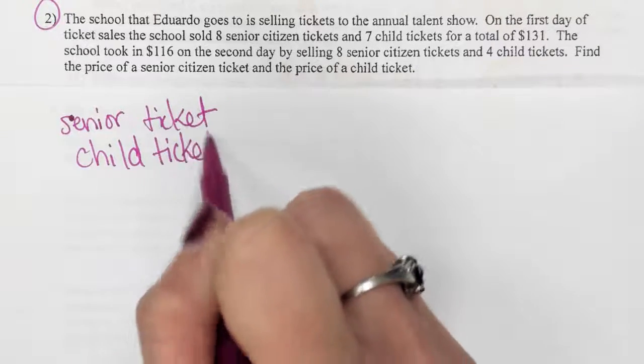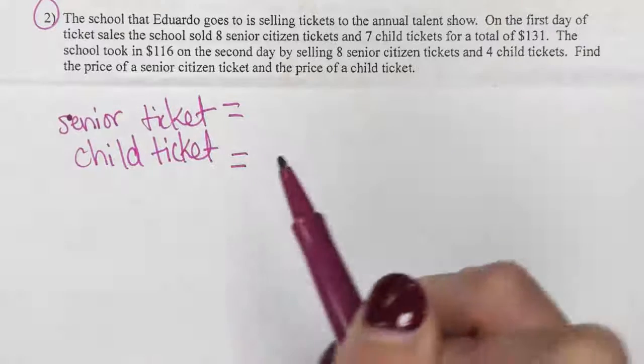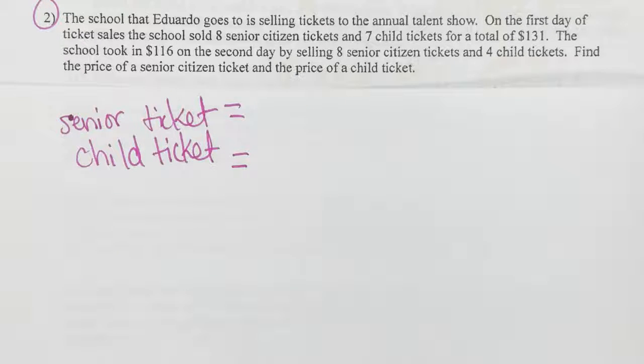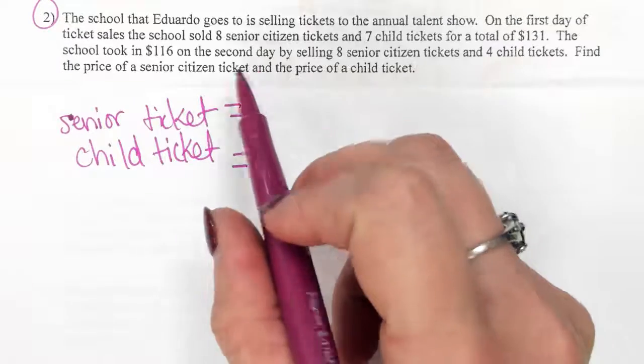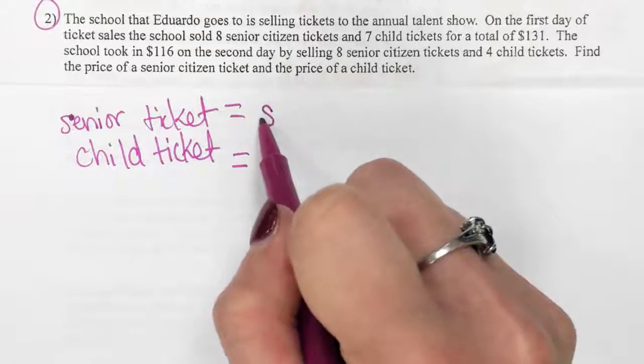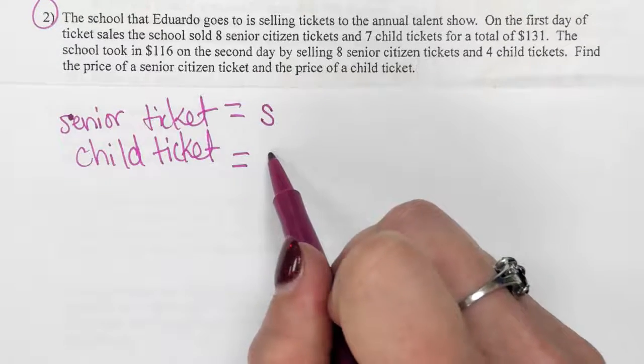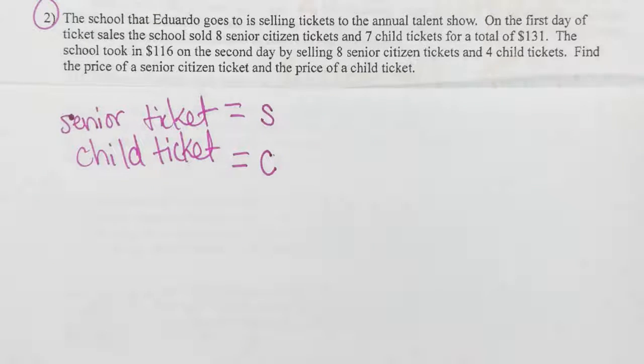So we have to give those letters. We have to say, hey, this is the letter that we're trying to find. And you don't really want to use X and Y. You want to use a letter that is appropriate for what we're using. So what letter do you want to use for senior citizen tickets? S. Probably an S. And then for a child ticket, I'd use a C. That way you know what you found when you found it, okay?